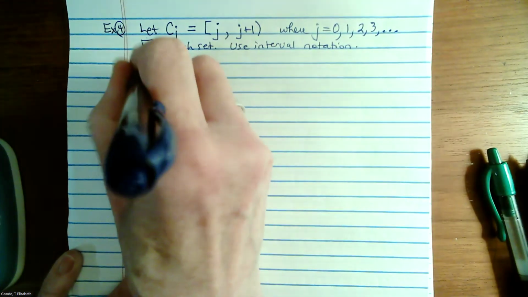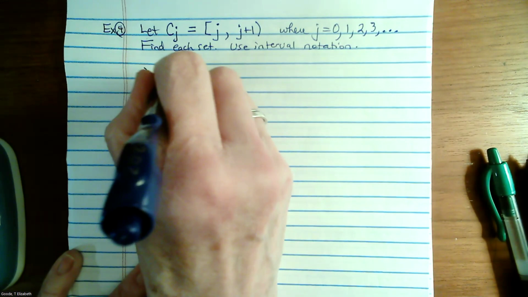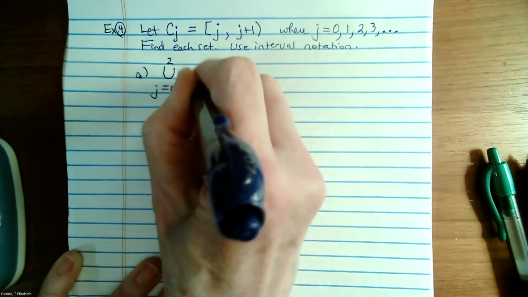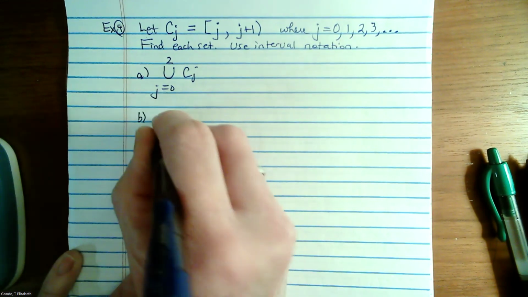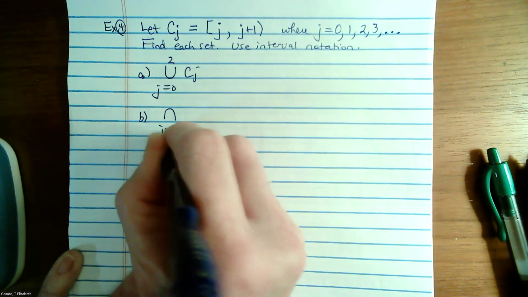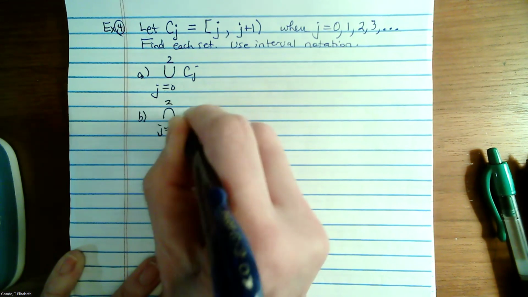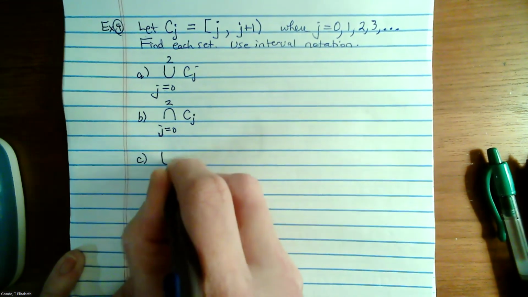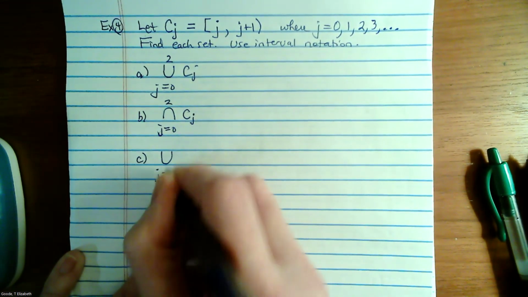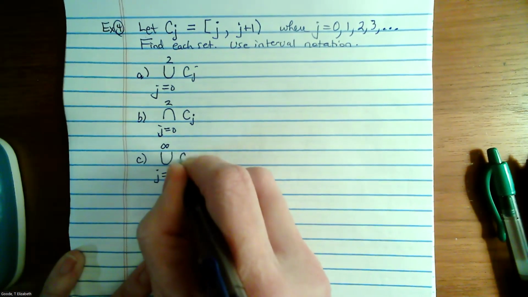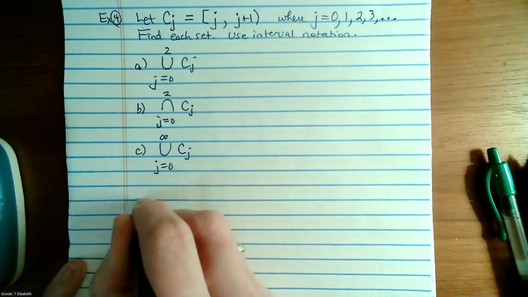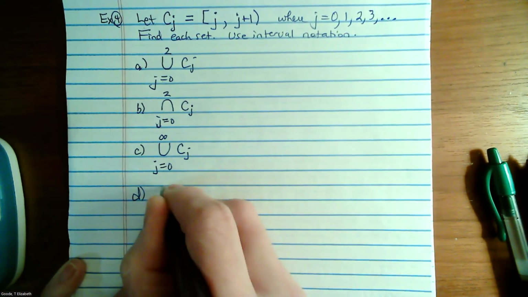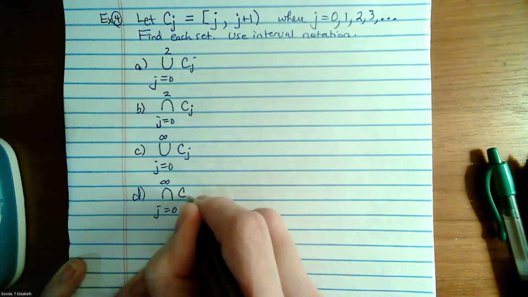All right, so A, we're going to make this one a little shorter. The union from j equals 0 to 2 of the C sub j. B, the intersection from j equals 0 to 2 of the C sub j. C, the union from j equals 0 to infinity of the C sub j, right? And D, the intersection from j equals 0 to infinity of the C sub j.